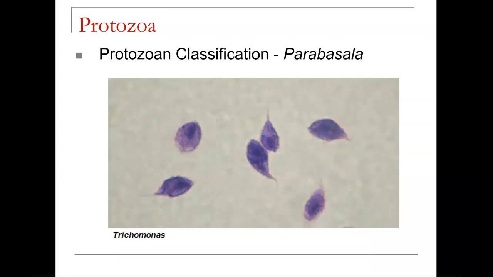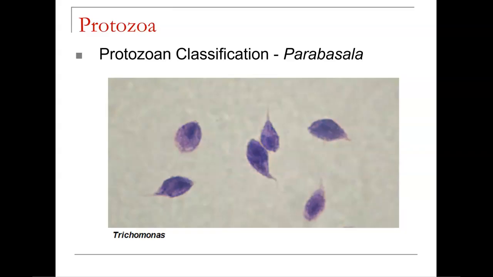Now we need to go into protozoan classifications. One of these classifications is the parabasala. They lack mitochondria and contain a single nucleus. The parabasal body is a Golgi-like structure, and it receives, processes, and packages large molecules in secretory vesicles that are released through exocytosis.